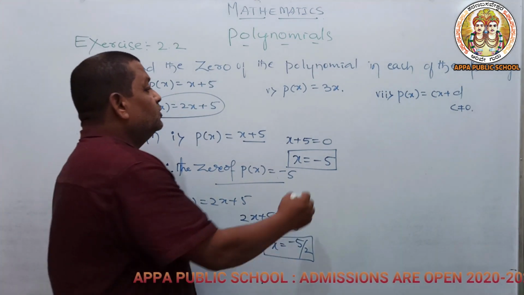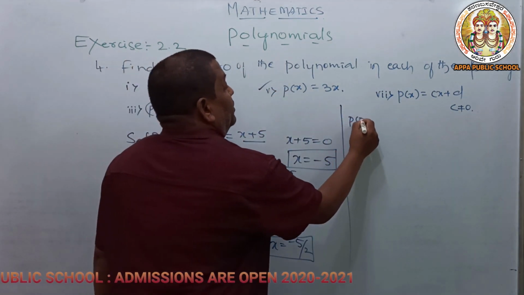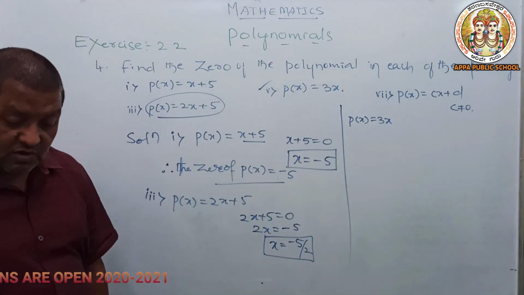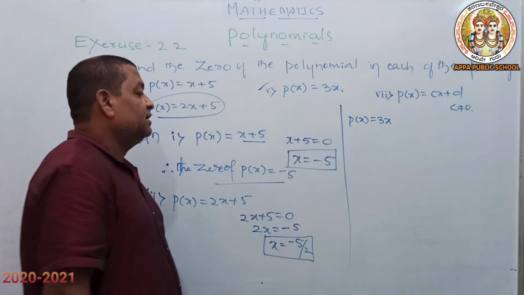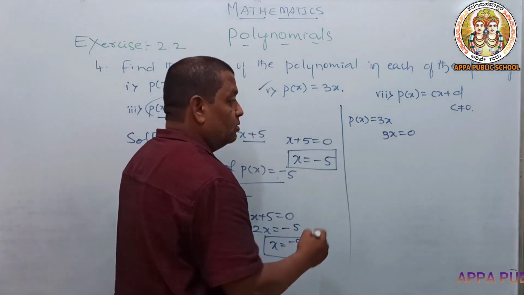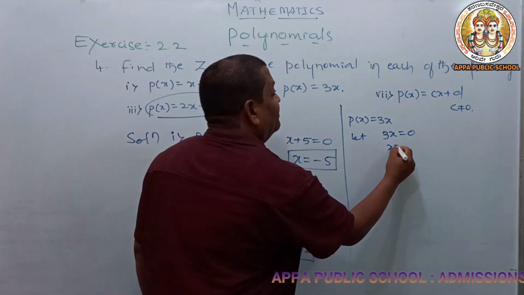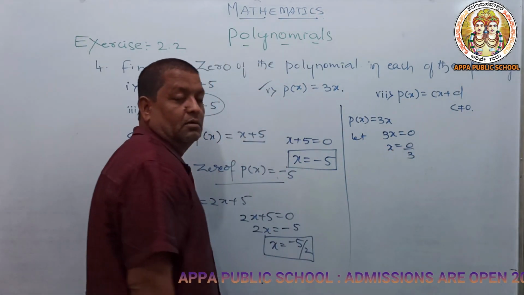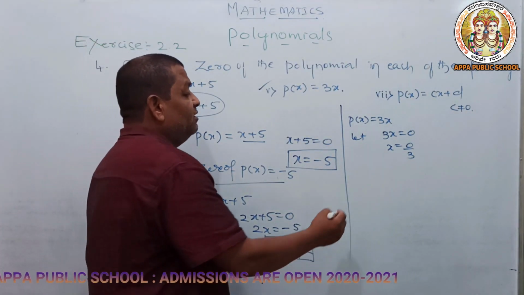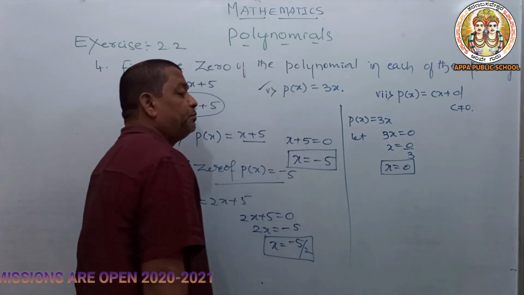Very simple. So here you observe this one. P of x is equal to 3x. Once again we need to make it 0. So equate to 0. 3x is equal to 0. Then x is equal to 0 by 3. So 0 by 3, definitely it is 0. So what is your final answer? x is equal to 0.